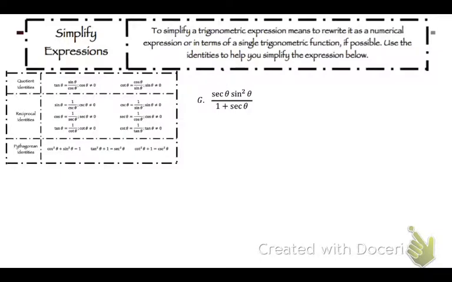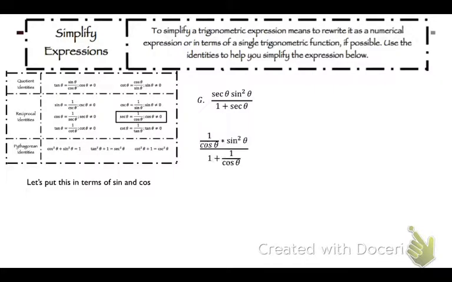Okay. Again, let's get this in terms of sine and cosine. Secant of theta equals 1 over cosine. So that's going to be 1 over cosine of theta times secant squared, or sine squared of theta, over 1 plus 1 over cosine of theta. I'm going to put that over 1. So the top is sine squared of theta over cosine of theta, over 1 plus 1 over cosine of theta.